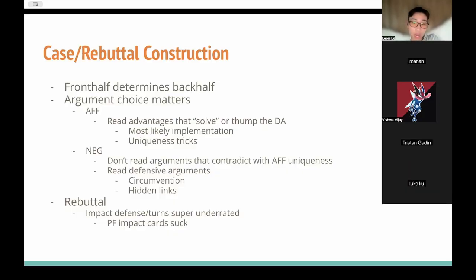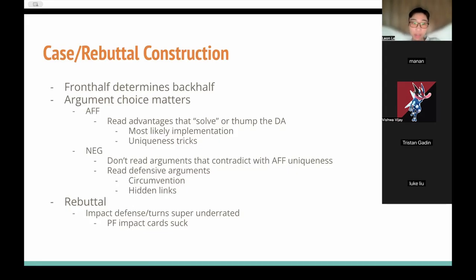In terms of what types of arguments you should actually read, you should read defensive arguments such as circumvention or hidden links. In terms of how this works, you can say that, for example, voting affirmative has no effect because policymakers will just undo the act later, or that voting affirmative takes forever to be implemented, which is an argument that a lot of people have made on this topic about reversing Brexit. People make the argument that it takes forever, which is also defense to all of the AFF scenarios.